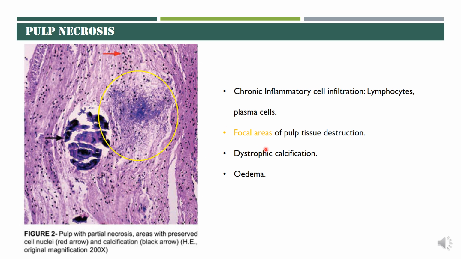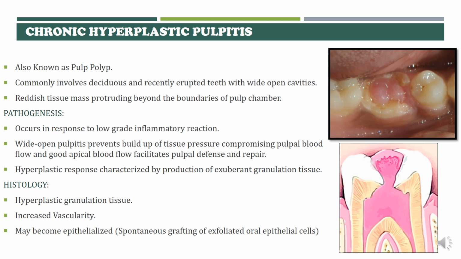Okay, as is indicated by this yellow circle here. There's dystrophic calcification, as indicated by the basophilic areas here, and there's edema. Right. So this is basically the death of the pulp. Okay, so now let's look at a unique condition called chronic hyperplastic pulpitis. Right now, this is a type of pulpitis where there is a different response of the pulp tissue to inflammation.